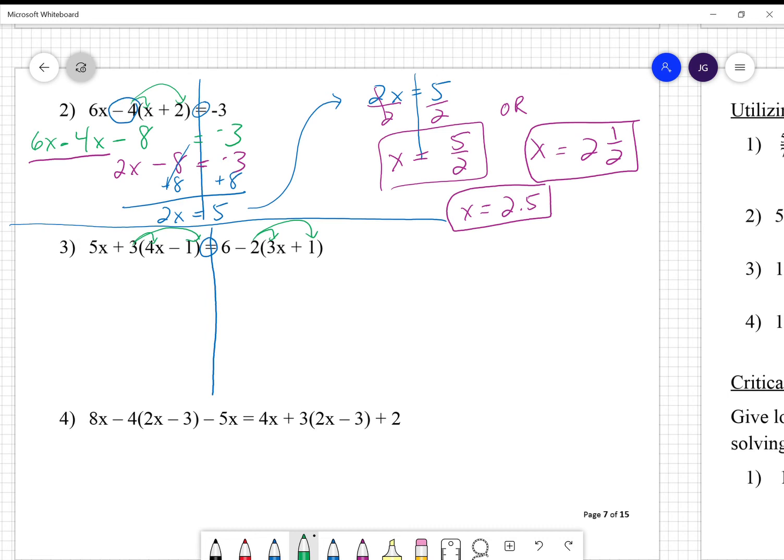On the left side, I get 5x plus 3 times 4x is 12x. 3 times -1 is -3, so -3. On the right-hand side, do not do 6 minus 2 is 4. I have to do my parentheses first. So this is going to be 6. -2 times 3x is -6x. -2 times 1 is -2.